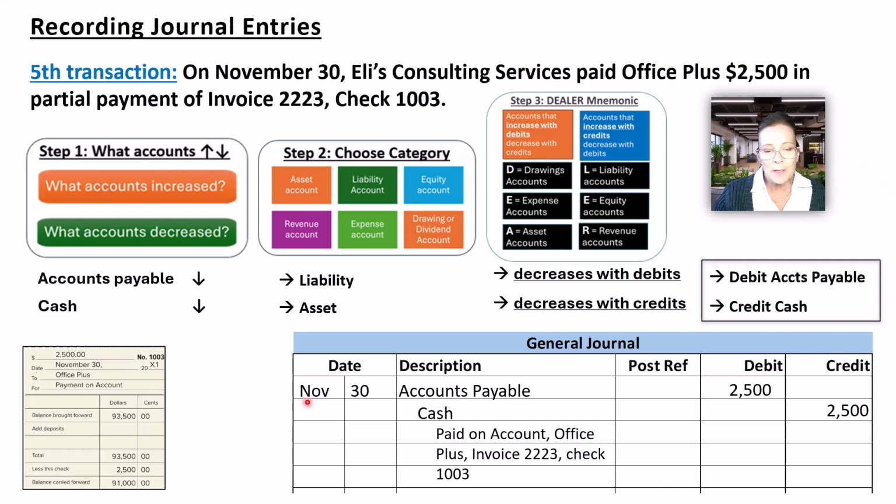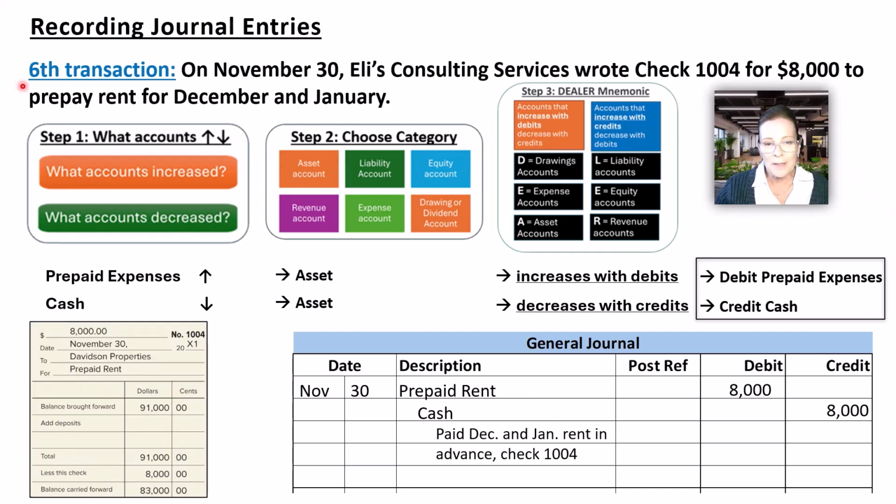To record this business transaction, we write the date into the date column, the accounts payable into the description column, and $2,500 into the debit column. We indent slightly on the next line, write cash into the description column and $2,500 into the credit column. And on the third line, we write paid on account, Office Plus, invoice 2223, check 1003.